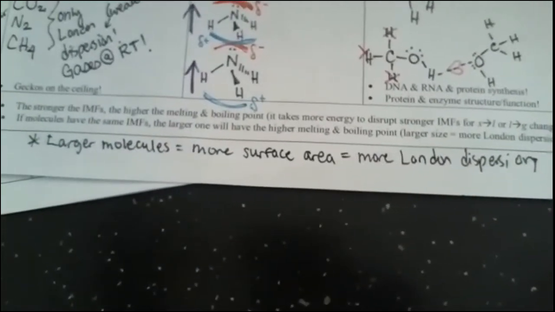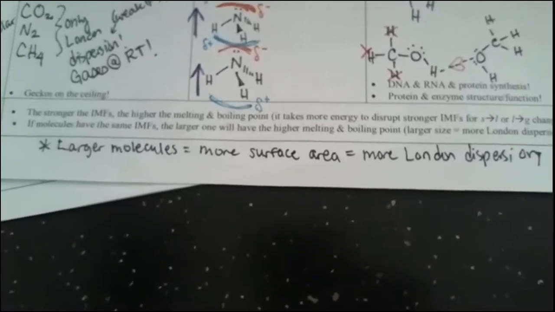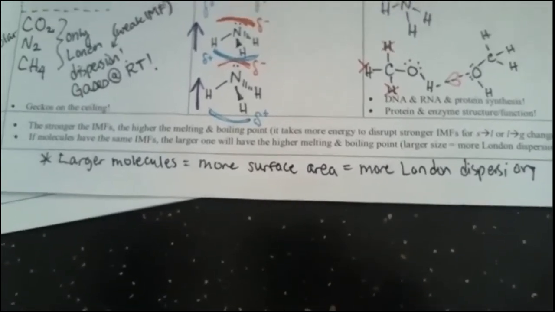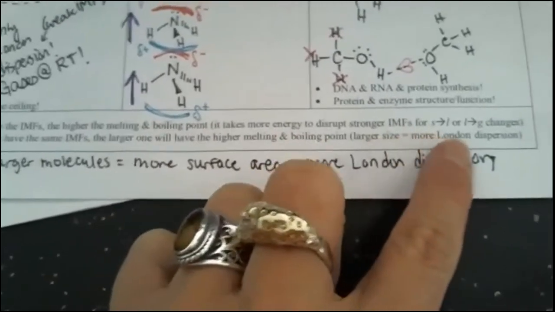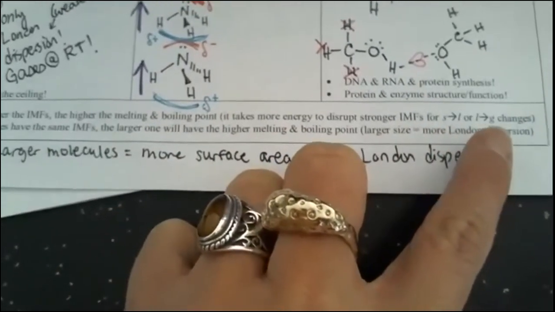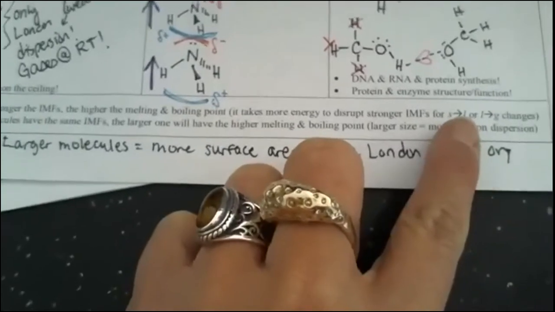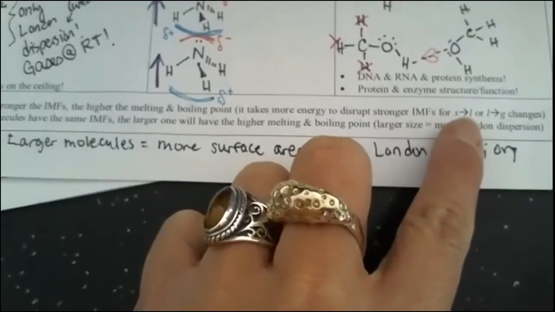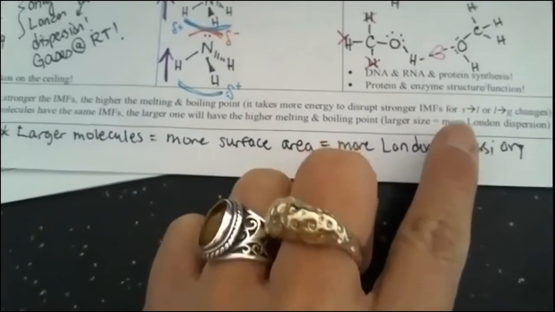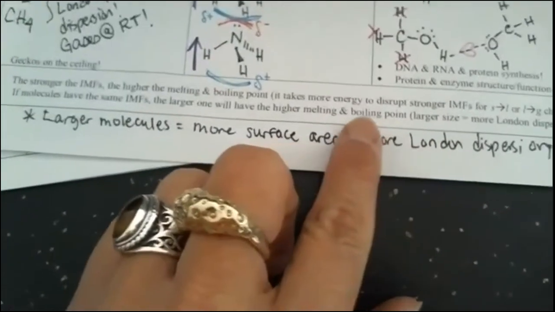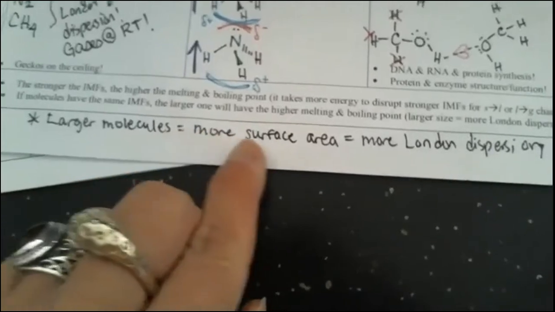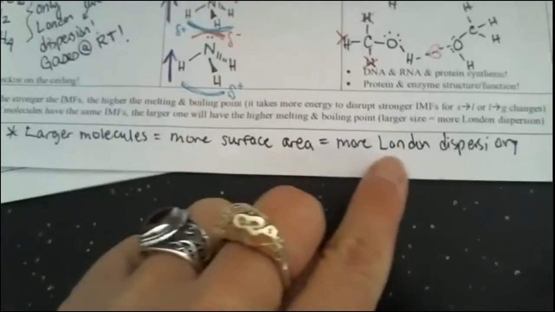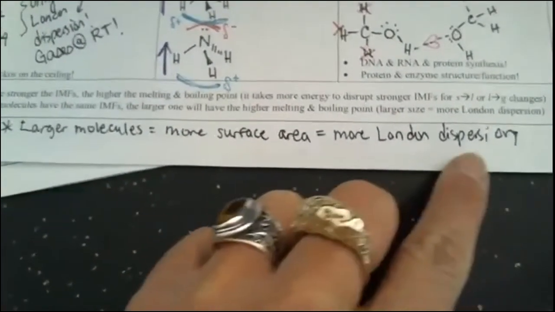And so the more tightly the molecules are attracted to each other, the stronger their attractions, the more energy it requires to disrupt those attractions, right? So boiling point will be higher in a molecule that has stronger intermolecular forces. Boiling point will also be higher in molecules that are larger, because they have more surface area and more opportunity for London dispersion forces to occur.